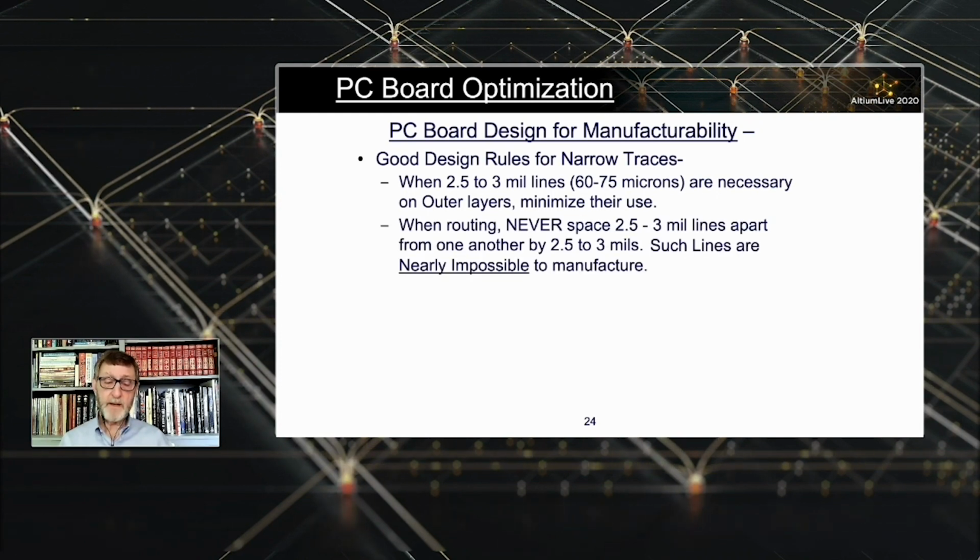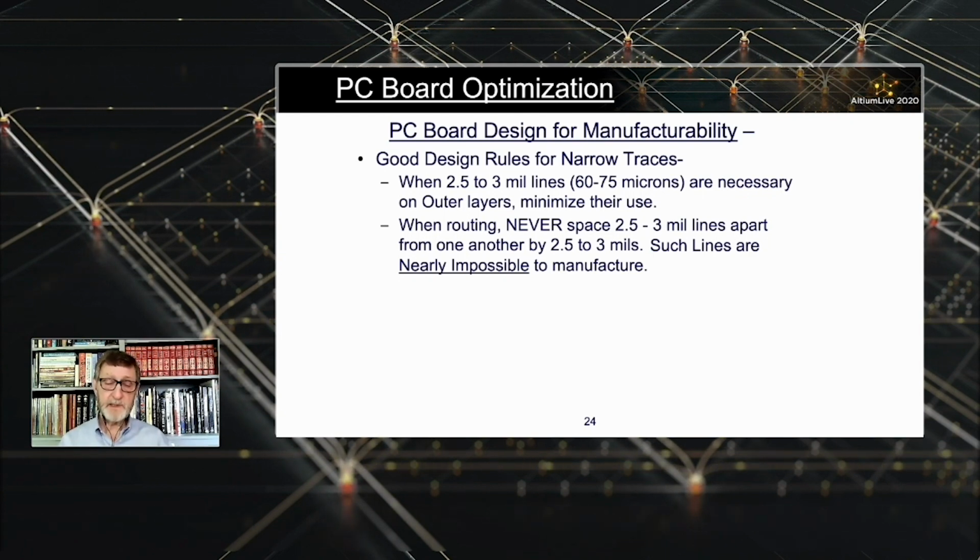When routing, never space 2.5 and 3 mil lines apart by 2.5 to 3 mils. Because remember, they have to make it wider to etch it back. And if they get the 2 mil lines, let's say they make them 3 mils wide in order to produce them, and you've got them separated by 2 mils, you have so little area between them, they can't put a plating resist between them without it flaking off, which means you're going to get shorts between those 2 mil lines.